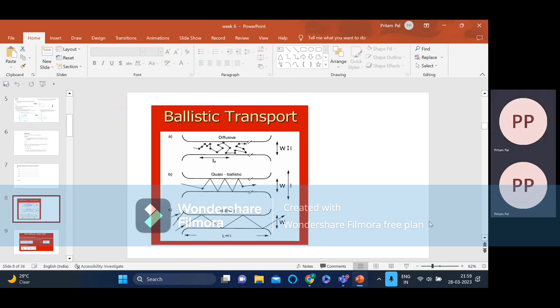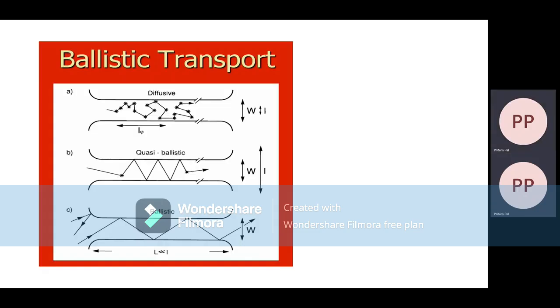So three types of transport we get to see. One is diffusive, another is ballistic. Mainly two types, but quasi-ballistic is also there. In this lecture, we discuss the classical and the quantum effects caused by ballistic transport. As a reminder, the transport can be diffusive and also ballistic.